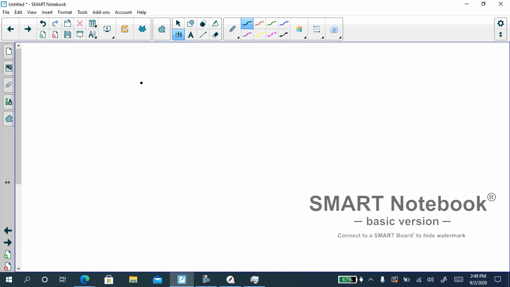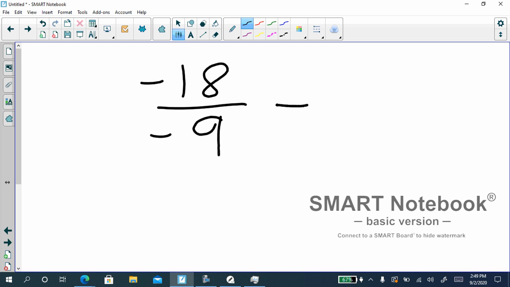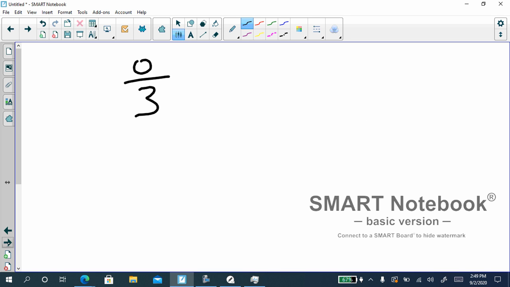Let's do another one. If we had negative 18 divided by negative 9, a negative divided by a negative is positive, and 18 divided by 9 is 2. This one and the next one people often get backwards, so this is something you need to memorize, but it is very important to know this.